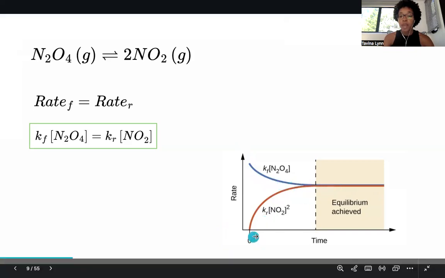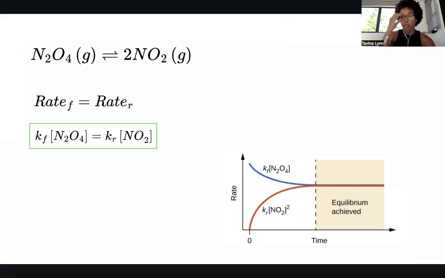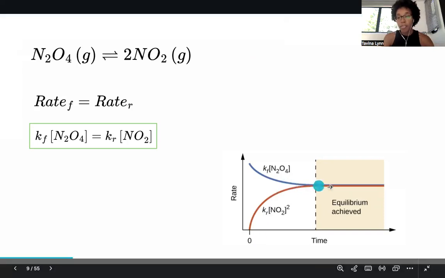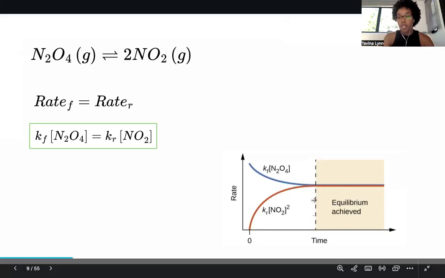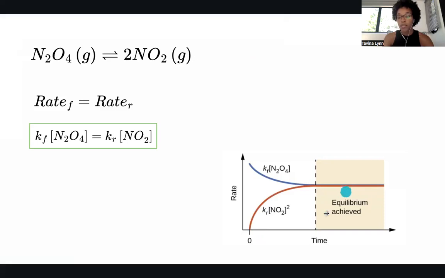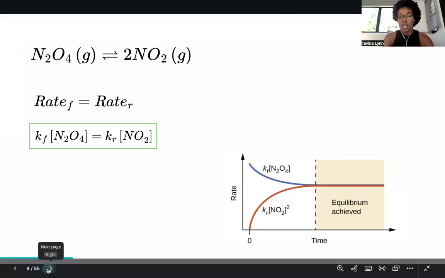Whereas for the reverse reaction, it starts at 0, which makes sense because when we first start this reaction, we have to go forward before we can go in the reverse direction. So at some point, they both plateau, and this is when we know that equilibrium is achieved. And this is the point also where the two rates of the forward and reverse reaction are equal.